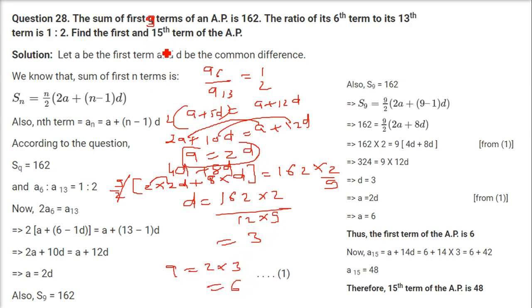Find the first and 15th term. So the first term is 6, right? What is the 15th term? A plus 14D. That is 6 plus 14 into 3, which is going to be 48.